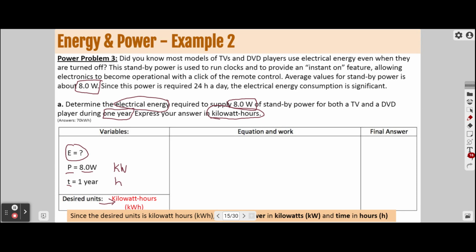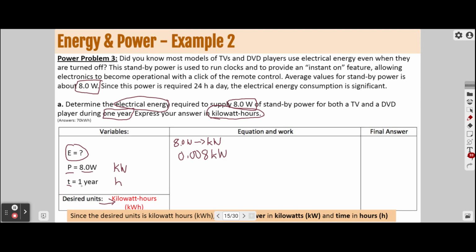So first thing we're going to need to do is change our power of 8 watts to kilowatts. And kilo is just like kilometers. Kilo is 1,000. So we're going to divide our 8 by 1,000 and we'll get our kilowatts. So 0.008 kilowatts is our power.